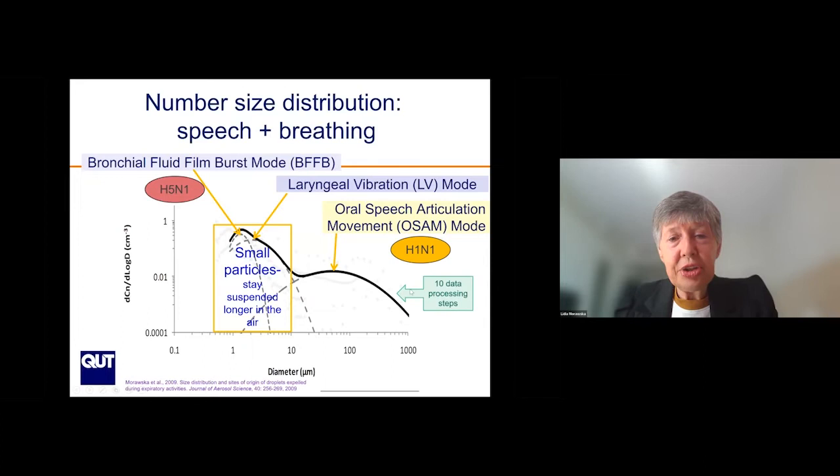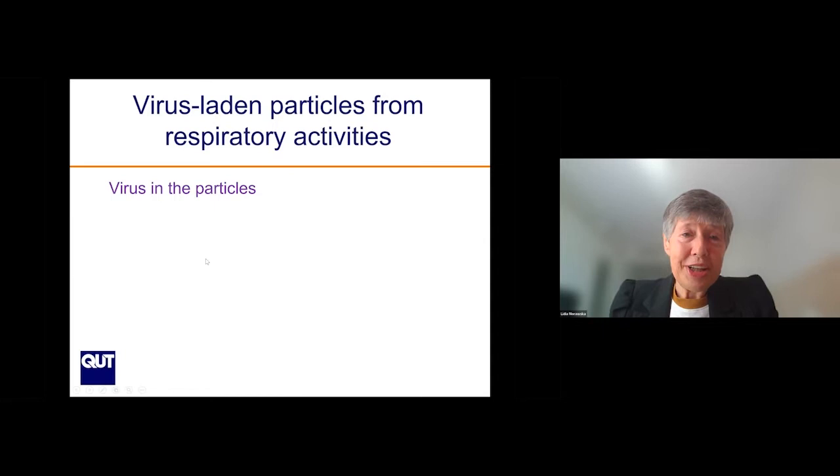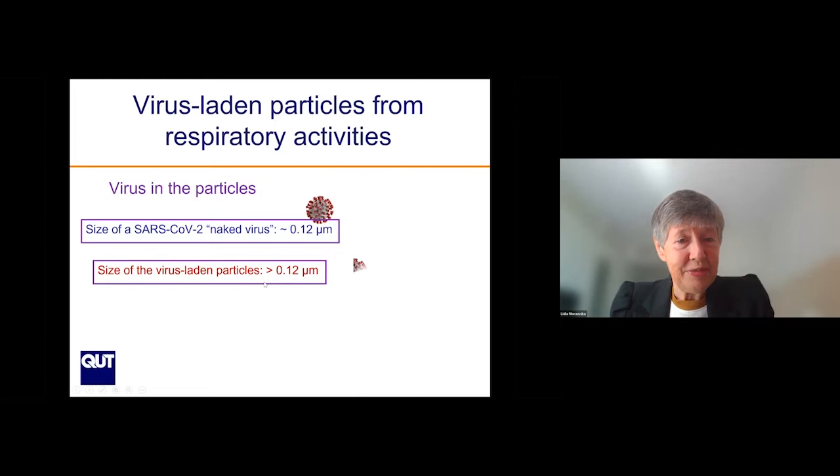Now, something to point out: this looks like a nice, smooth curve, but it's not something which comes just from one instrument. It required 10 data processing steps to get to that point. And I'm also pointing out the scale, we are talking about particle number concentration. So the level of understanding of this is good quantitative, and replicated in numerous studies, other studies than ours as well. Now, where's the virus in these particles? Because those particles were just any particles, and the physics of particles doesn't really care whether there's virus or not. The virus, SARS-CoV-2, naked virus, is about 0.12 micrometer, which immediately tells us that the size of virus-laden particles has to be larger than this.